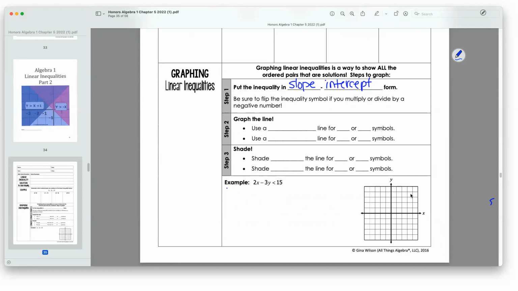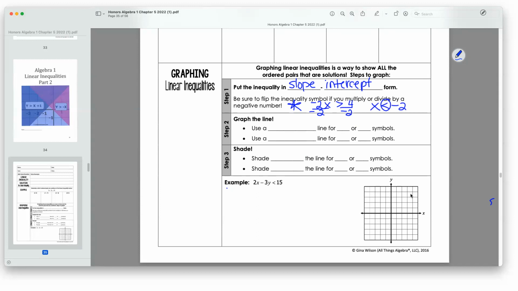Be sure to remember you flip the inequality symbol if you ever have to multiply or divide by a negative number. This happened when we were in the inequalities chapter, way back in September or October. But don't forget, if you ever have something like negative 2x is greater than 4, and you divide by a negative, you always flip the sign. So this would end up being x is less than negative 2. The symbol does flip around when you divide or multiply by a negative.